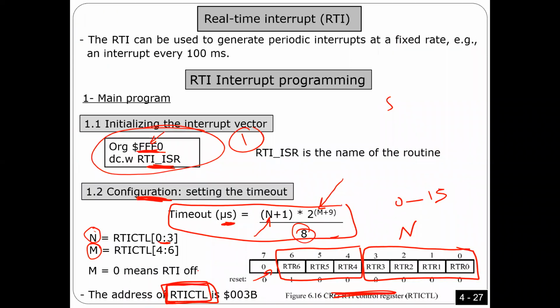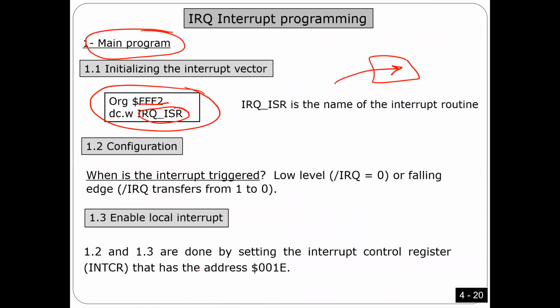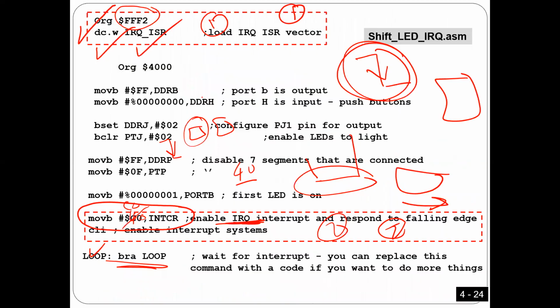By the way, same thing here in IRQ, that's what I explained. This bit here can also be used to enable. I'm sorry, I think the next one, this one, this bit here. It can also be used to enable or disable interrupts.